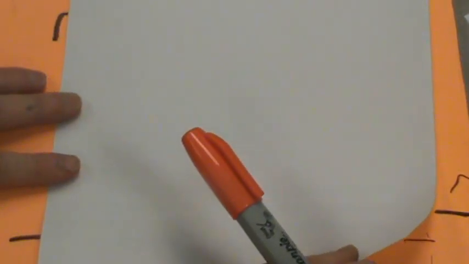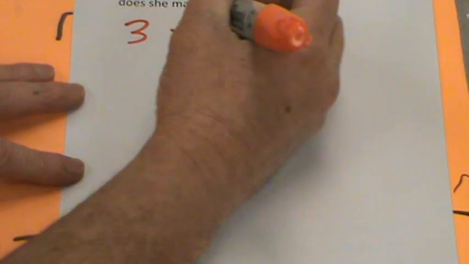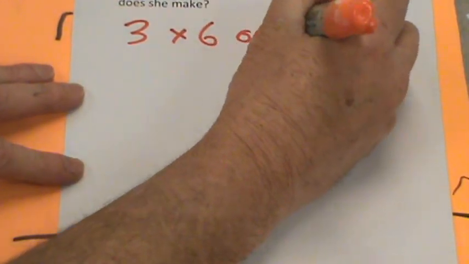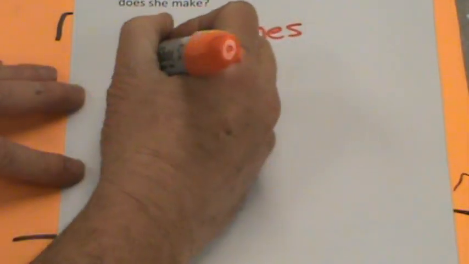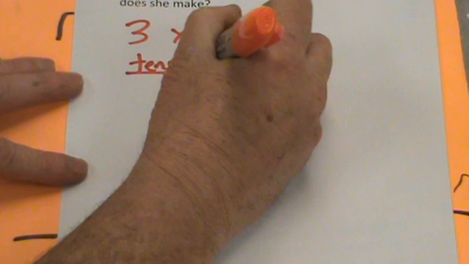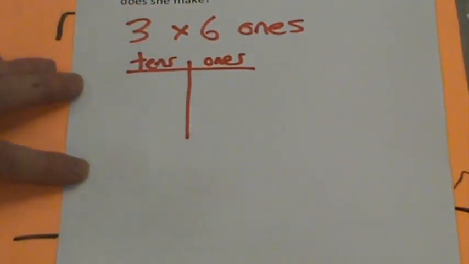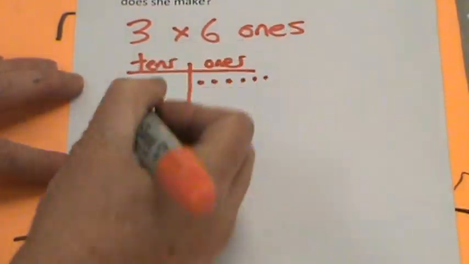And let's continue on with our next problem. We're going to do 3 times, write this down, 3 times 6 ones, right? So what would that equal? 3 times 6 ones. Well, let's give it a shot. We'll do our place value chart, and we'll do tens and ones. Okay, I want a little room around here. So we're doing 3 times 6 ones.